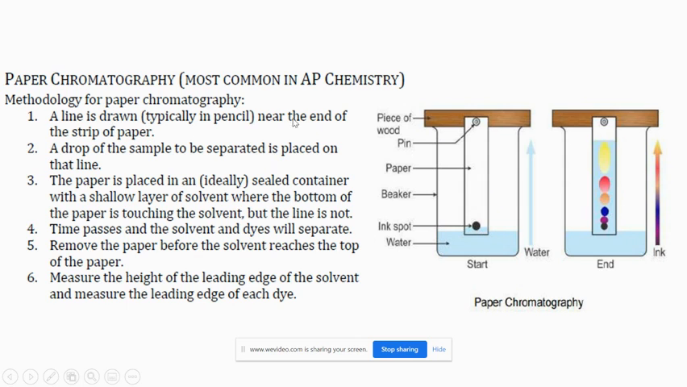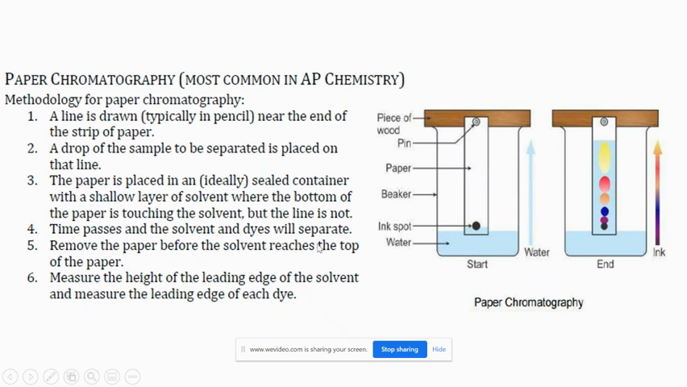So you will typically draw a line in pencil near the end of the paper, so you'll note where that is. Then you'll put a drop on that line of the dye, and then you're going to place that paper in a sealed container with a shallow layer of the solvent. You don't want the solvent to actually touch the dye. So this shouldn't be submerged in that. Just the tip of it should be there so that it can wick its way up, kind of like a paper towel. If you've ever seen a paper towel on a liquid where it wicks up through the paper towel, okay? That's where you want to put it.